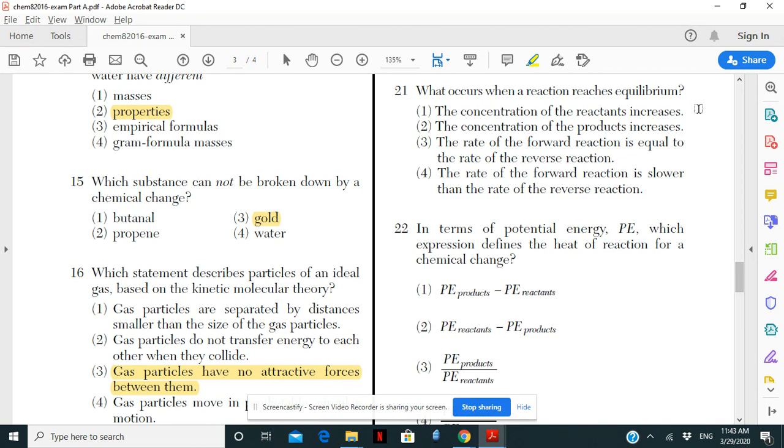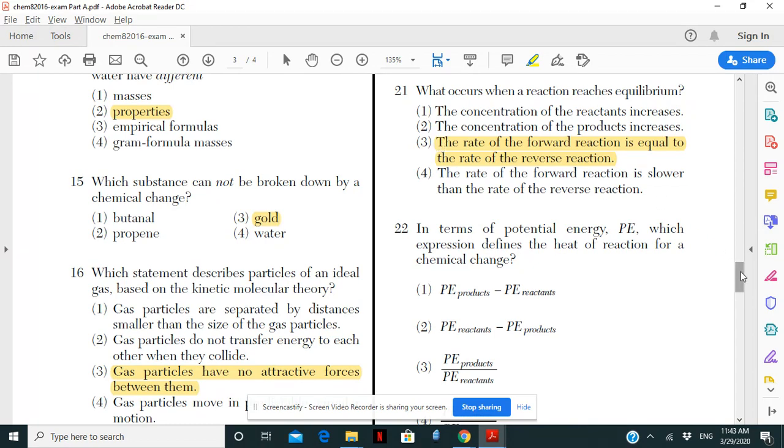The concentration of reactant increases, it's equilibrium? How does it increase? Concentration of product increases? How does it increase again? I said equilibrium means no change. So the rate of the forward reaction is equal to the rate of the reverse reaction. That's the one we're looking for, because the rate is going to be the same. That's why we said it's equilibrium. So the rate of forming reactant equals the rate of forming products.